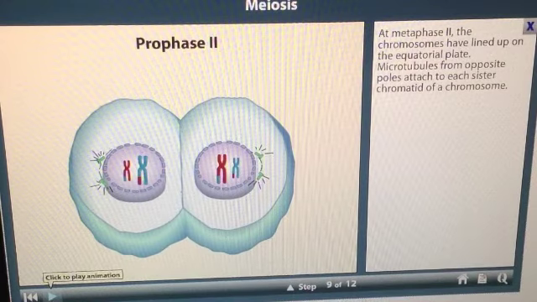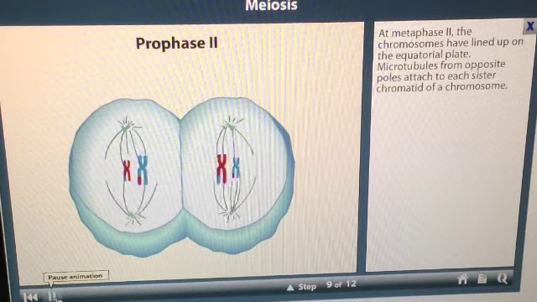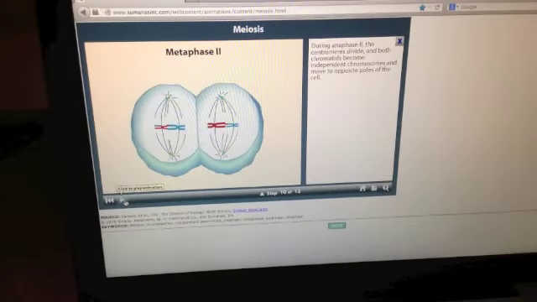At metaphase II, the chromosomes have lined up on the equatorial plate. Microtubules from opposite poles attach to each sister chromatid of a chromosome. During anaphase II, the centromeres divide and both chromatids become independent chromosomes and move to opposite poles of the cell.